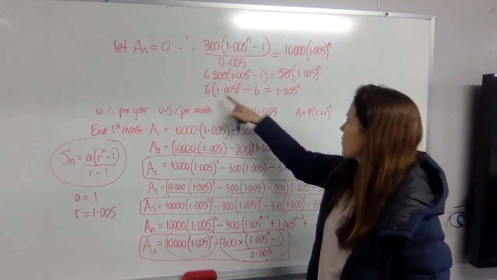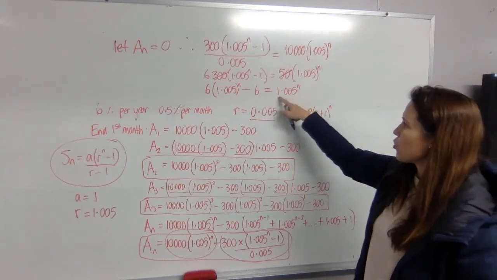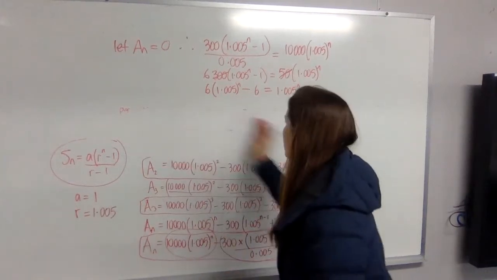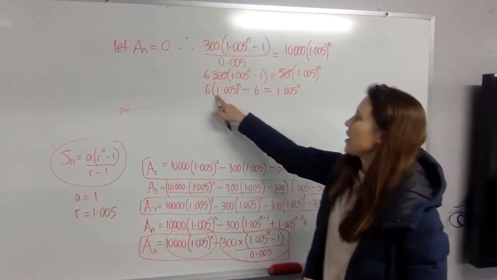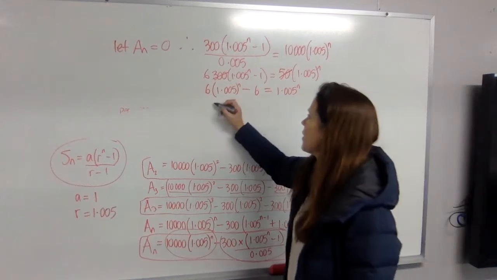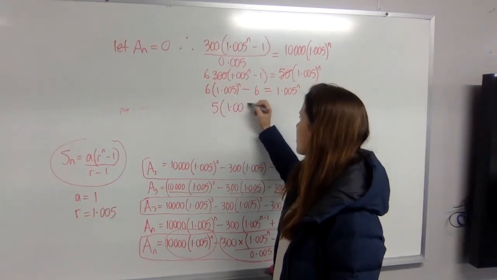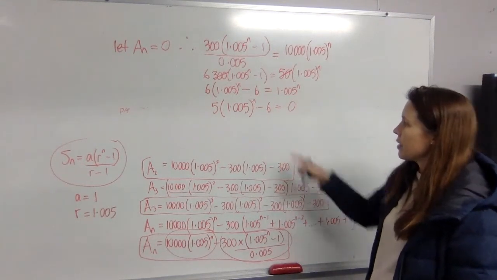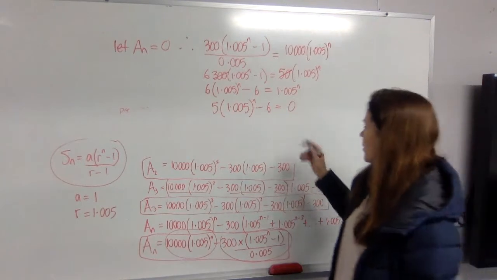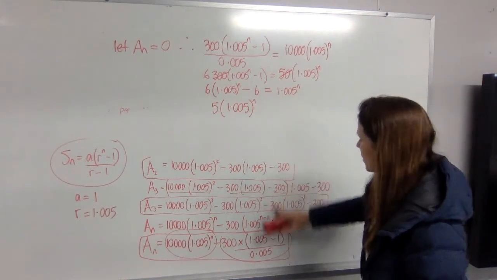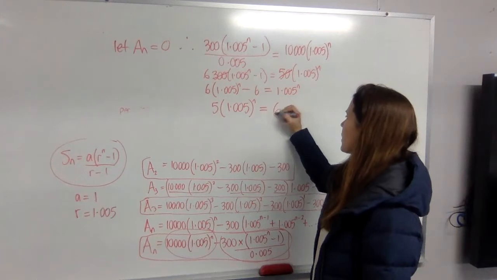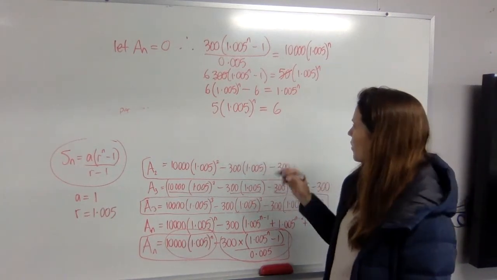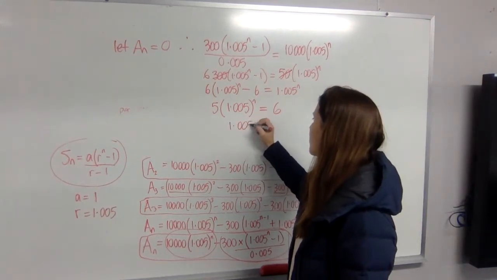So if I've got 6 of them here and 1 of them here, if I subtract this from both sides, I'm going to need a little bit more space, then I'm only going to have 5 lots of them over this side, aren't I? So 5 lots of 1.005 to the power of n minus 6 is going to be equal to 0. Then I could add 6 to both sides. In fact, I'm just going to be cheeky and do that in one step. Let's add 6 to both sides and we'll have that. Now, let's get rid of the 5. How do we do it? Divide both sides by 5. It's getting better and better.